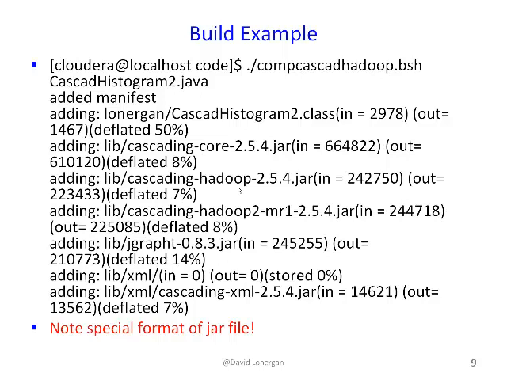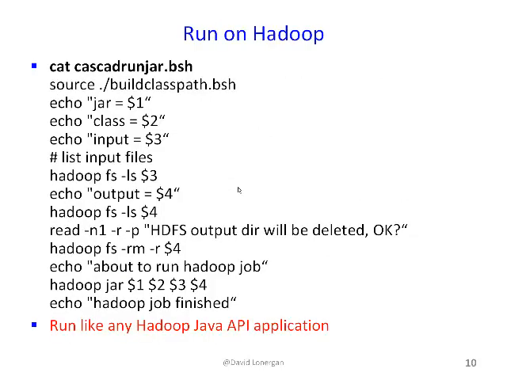In this compilation of CascadeHistogram2.java, the Cascade class that I wrote is included in the jar file, but also all the supporting Cascading jars and a third party that they depend on are included in the jar file too, and this entire jar file will be executed. I created a script for running Cascading Java API applications on Hadoop, but the script is the same as running any kind of Java application on Hadoop.